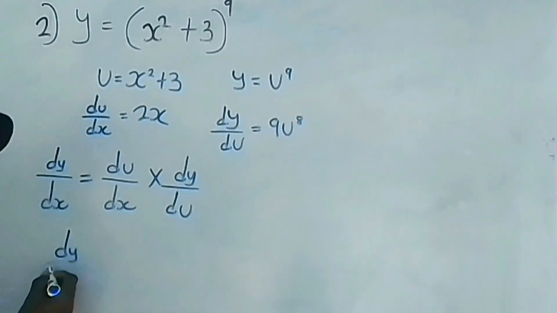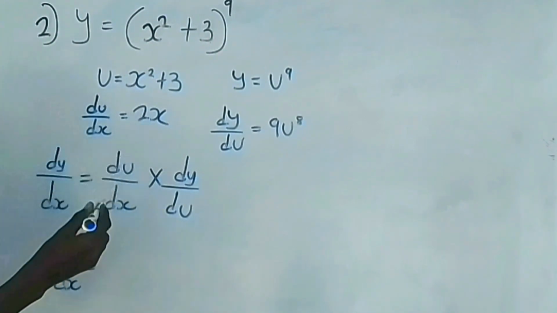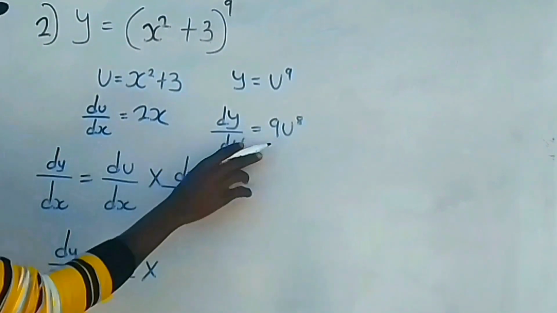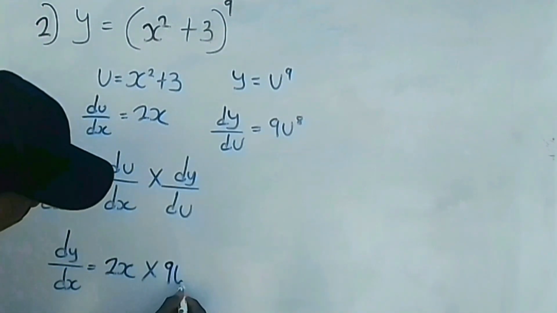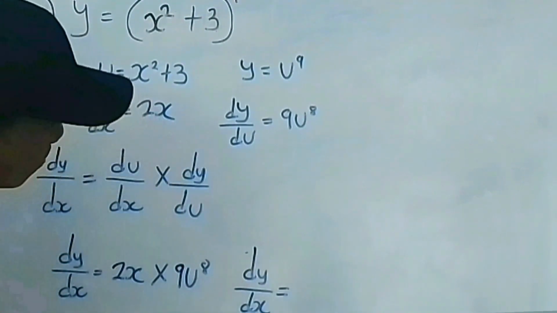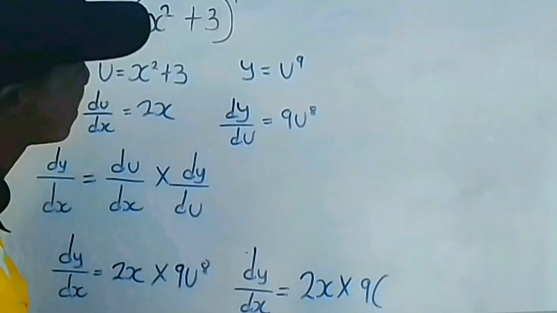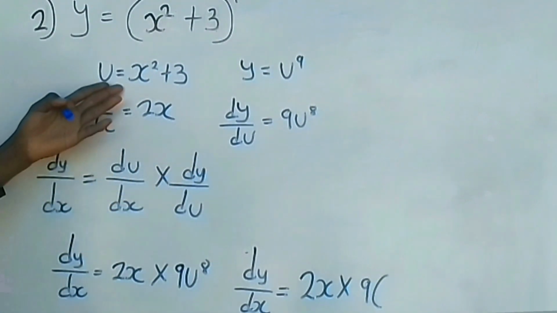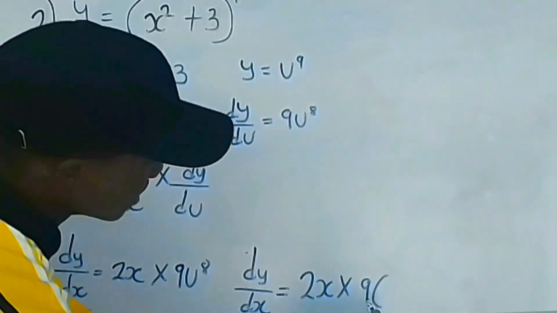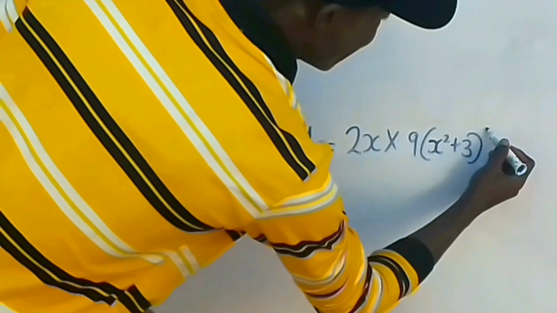The dy/dx equals, don't forget that du/dx equals 2x. So I'm going to have 2x multiplied by dy/du, which is 9u^8. Yes, I'm going to have dy/dx equals 2x multiplied by 9 into brackets. What is u? u equals x² + 3. Instead of writing u here, I'm going to substitute it as x² + 3. So I'm going to have 9 into bracket (x² + 3)^8.